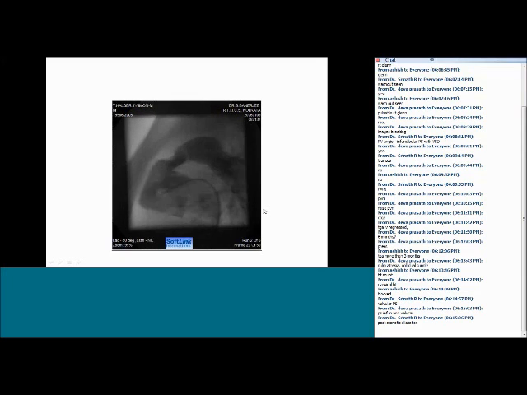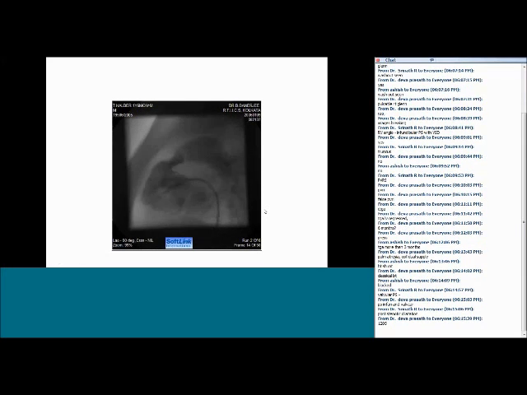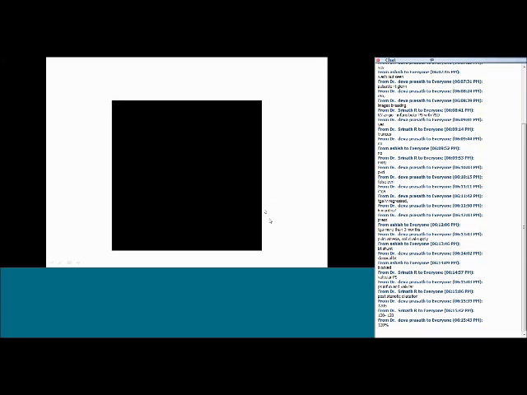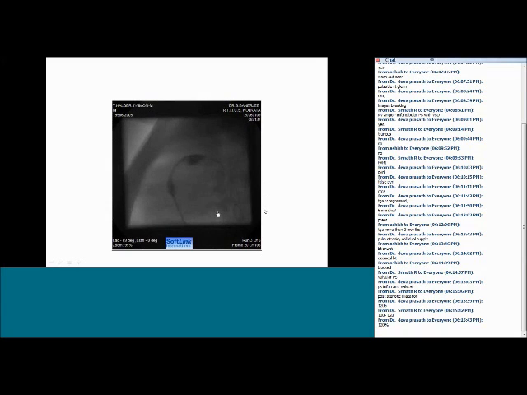So what is the ratio of the balloon to the pulmonary valve in this case, if you decide to do a balloon pulmonary valvuloplasty? 1 to 1.2? Yeah, correct. So that's the balloon being done. All right, go on to the next.